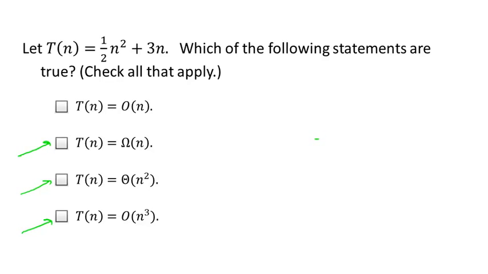And it is omega of n. So omega of n is not a very good lower bound on the asymptotic rate of growth of T of n, but it is legitimate. Indeed, as a quadratic growing function, it grows at least as fast as a linear function. So it's omega of n.